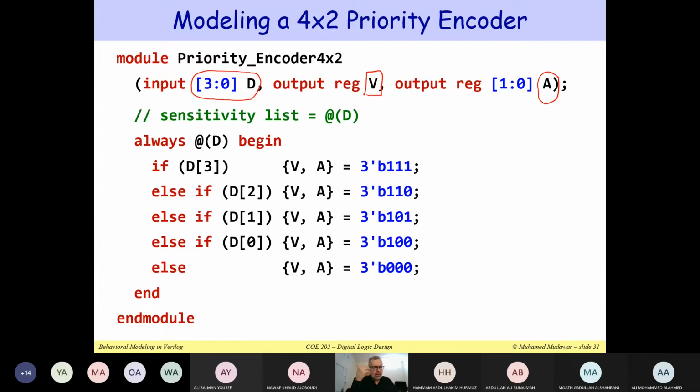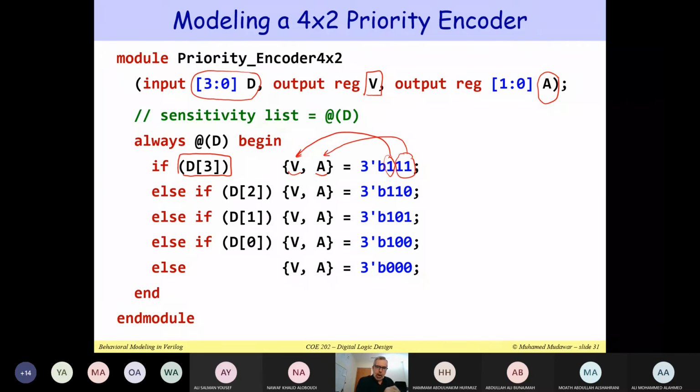Therefore, we have to give priorities to these inputs. So in this priority encoder, in this example, I'm giving input D3 the highest priority. So if D3 equal to 1, then we get the output equal to 1, 1. Okay, so A becomes 1, 1. And V here becomes 1. You can see that this is the value of V, and this is the value of A.